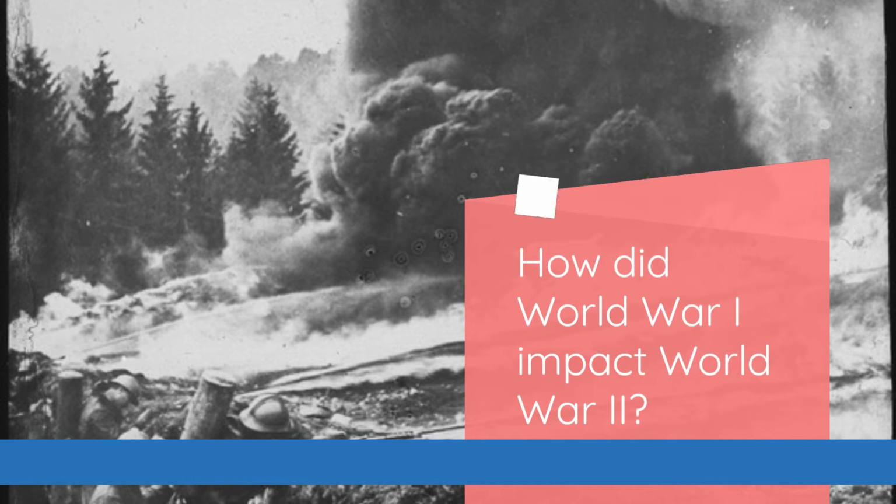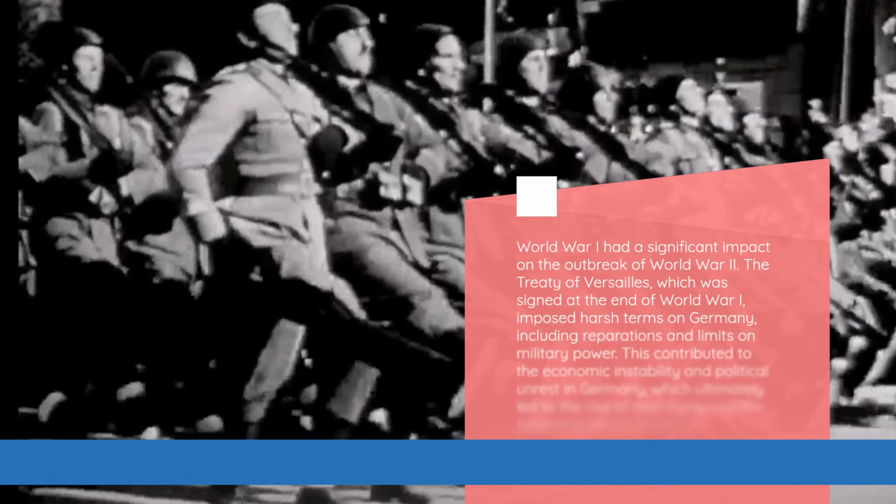How did World War I impact World War II? World War I had a significant impact on the outbreak of World War II. The Treaty of Versailles, which was signed at the end of World War I, imposed harsh terms on Germany, including reparations and limits on military power. This contributed to the economic instability and political unrest in Germany, which ultimately led to the rise of the Nazi Party and the beginning of World War II.